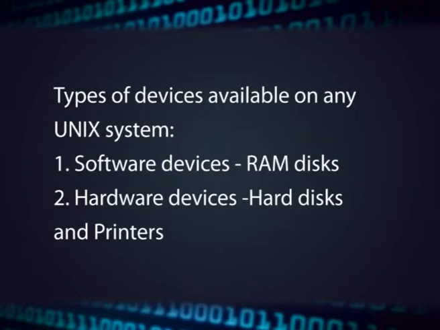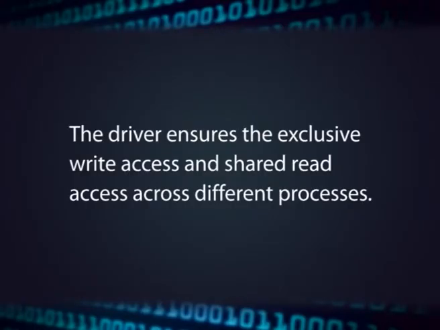There are two basic types of devices available on any Unix system: the software devices such as RAM disk and hardware devices such as hard disk and printers. The software devices are driven by a software driver. Generally, a portion of the memory is referred to as software device, also called pseudo device, and driver ensures the exclusive write access and shared read access across different processes.